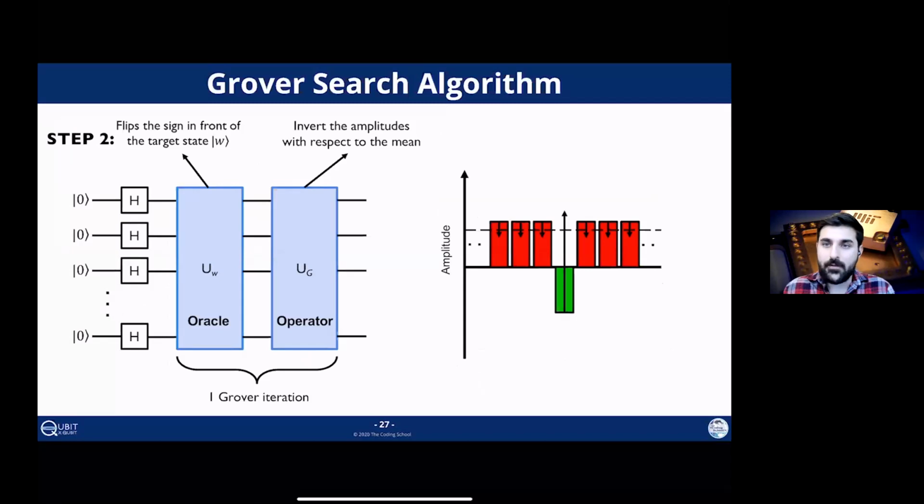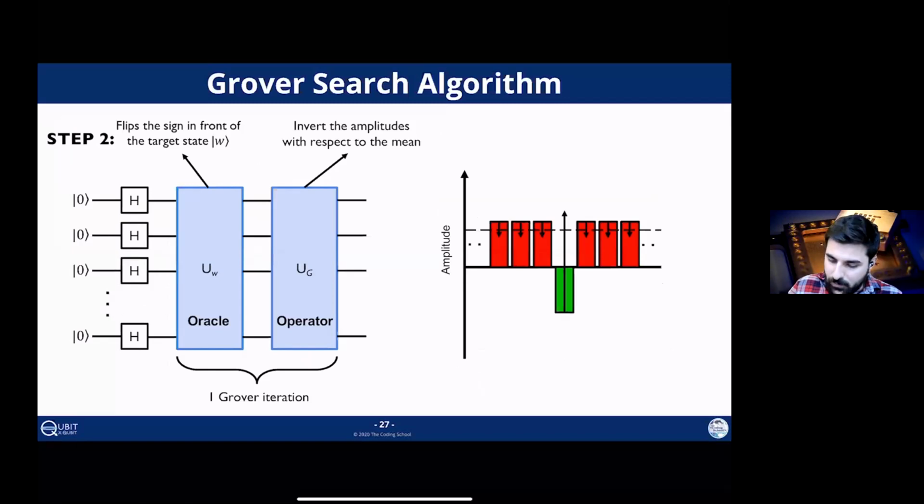So now, after the oracle operator, if I calculate the mean of the amplitudes that I have, it's going to be a little below 1 divided by square root of n.